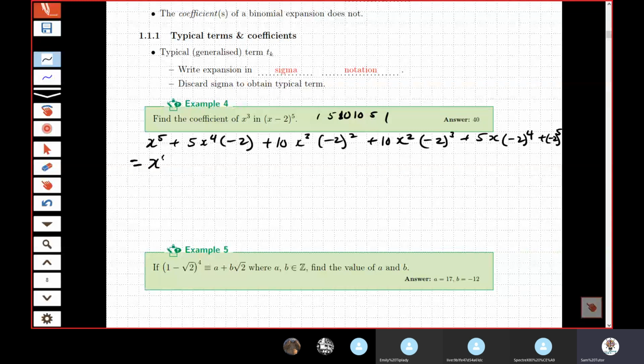This becomes x to the power of 5 minus 10x to the power of 4, plus 40x cubed, negative 80x squared. What's that? 16 times 5, 80. Plus 80x, and then minus 32.